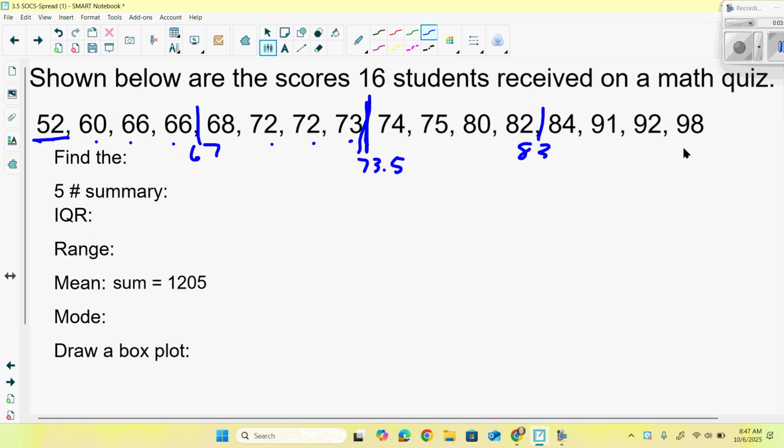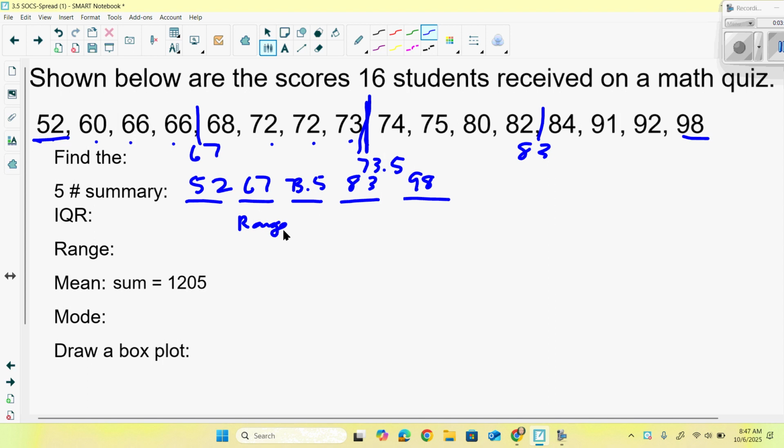Of course, we have our minimum and our maximum. The 5-number summary does include the median, but not the mean or the mode. Let's find the 5-number summary. I just did. So that's 5 items, 1, 2, 3, 4, 5. The minimum, the maximum, the median, 73.5. And then down here, 67. And up here, 83. The IQR, I'm going to throw in the range also.